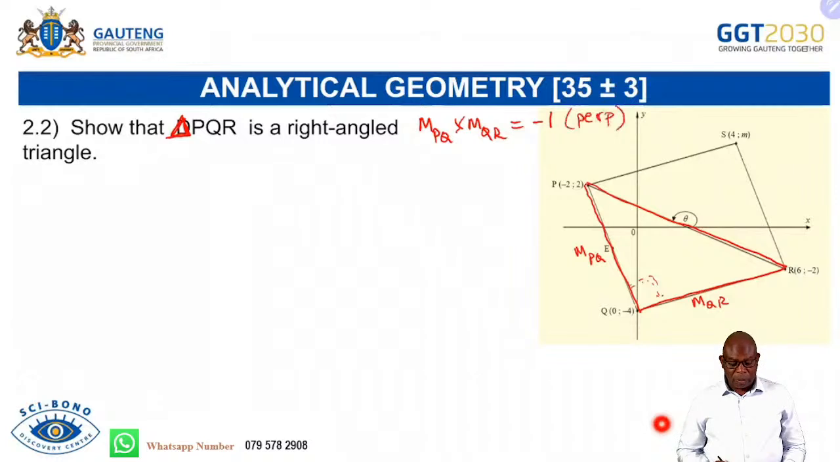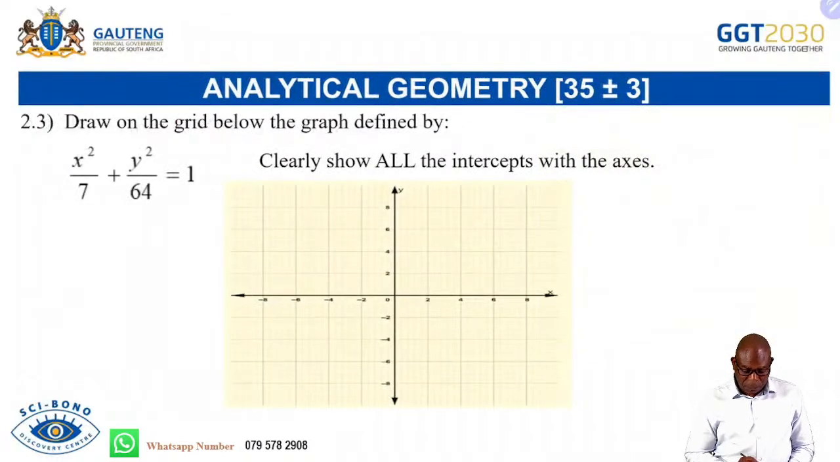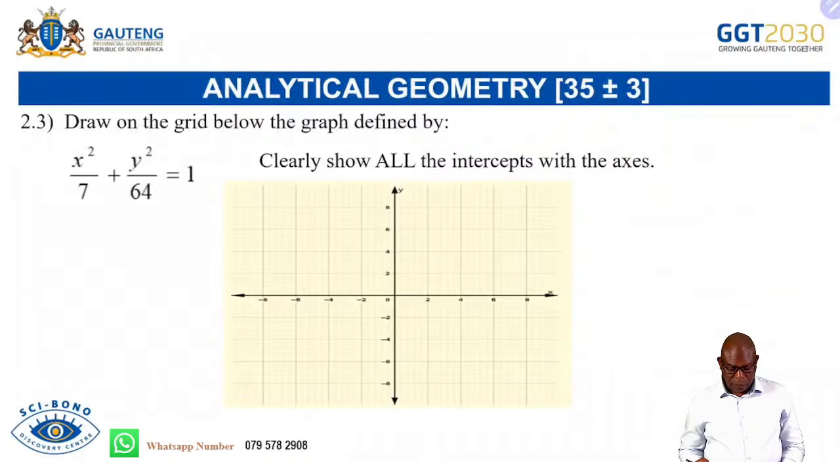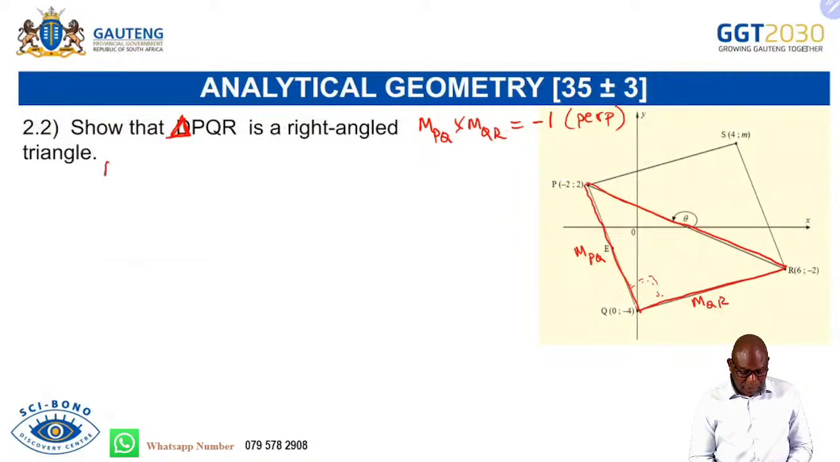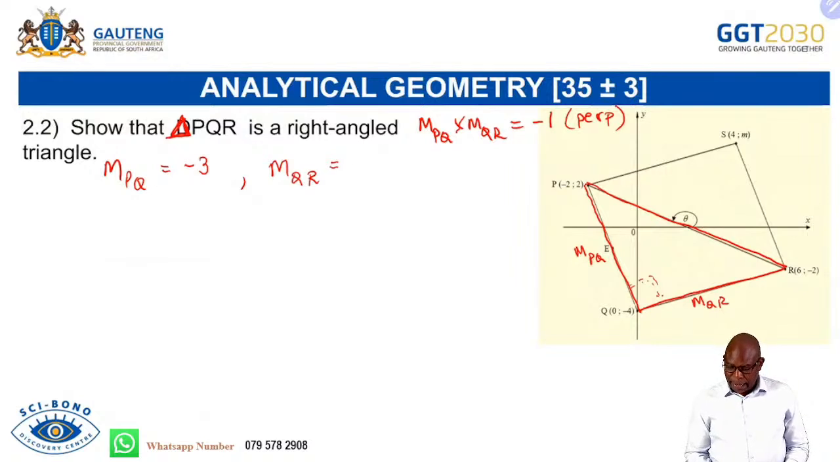Now the gradient of PQ, I think we already got it in the previous one. So the gradient of PQ, we already have it in the last question, it's -3. Now I need to get the gradient of QR. So the gradient of QR, I must calculate it. To calculate the gradient of QR, I'll have -4 plus 2 all over 0 minus 6.